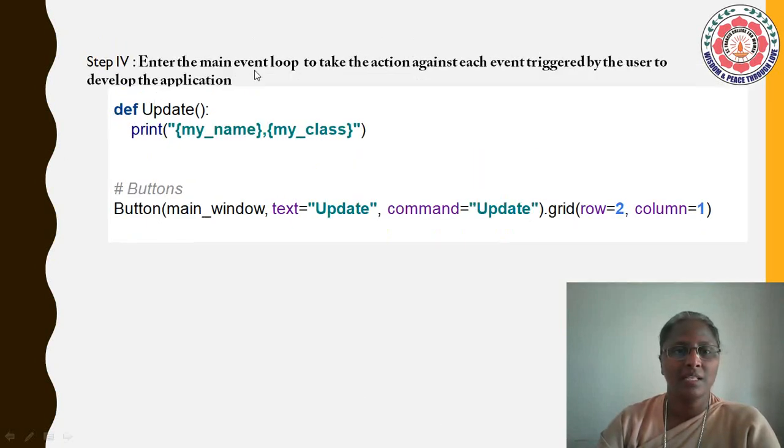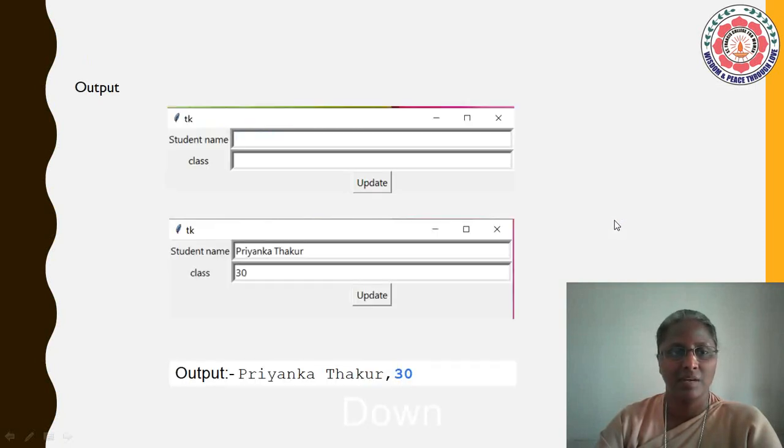Then step 4, enter the main event loop to take action against each event triggered by the user to develop the application. So we create an update function. When we click on the update function, its role is just to print the name and the class that were input in the text boxes. The one single button that we create is a Button. We add it to the same main window, the name of the button is update and the command is also update, and it is placed in row 2, column 1 of the grid that we have mentioned here.